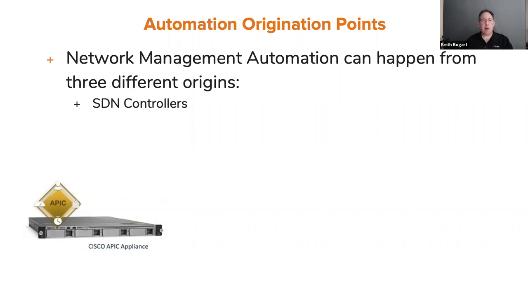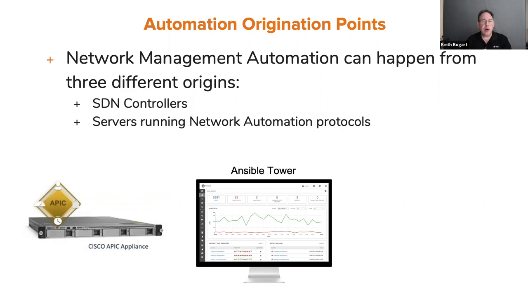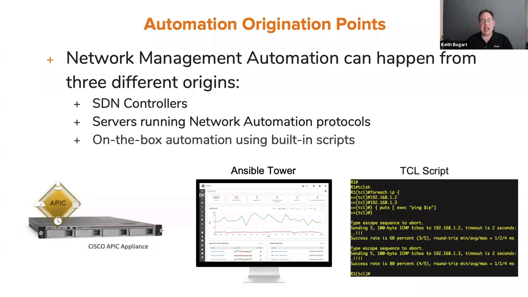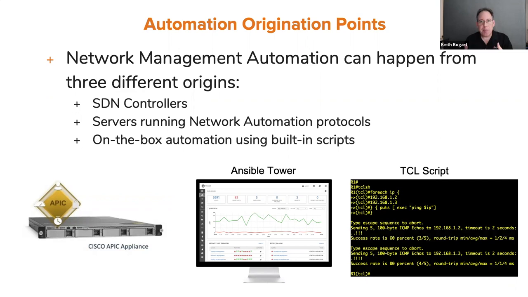You could have your Linux server or your Ubuntu box running a network configuration tool like Ansible or Chef or Puppet. We'll talk a little bit about those. And you could originate your scripts or your automation from there. And some devices, for example, some Cisco devices actually have the ability to run scripts from within the box. Now you might say, well, why would I want to have my router have a scripting tool built into the router? Why would I want to do it there?